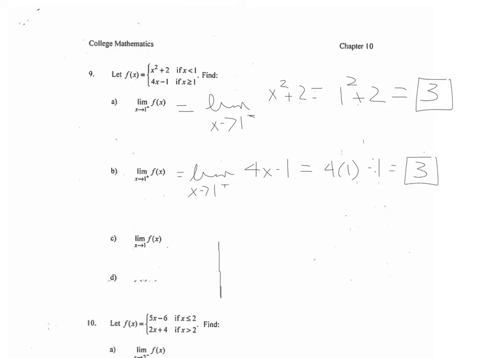So tell me, does the limit exist as x approaches 1? Because it's the same number from both directions. And if I were to ask you why this is true, why would you tell me? What's the rule? The limit as x approaches some number exists as long as what?